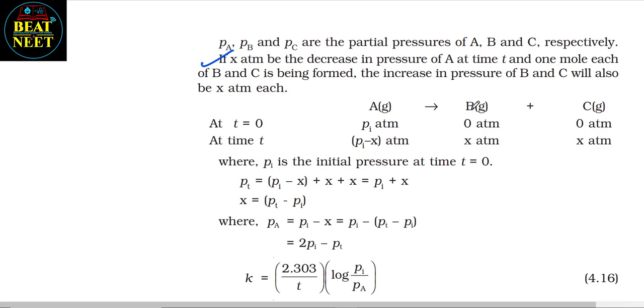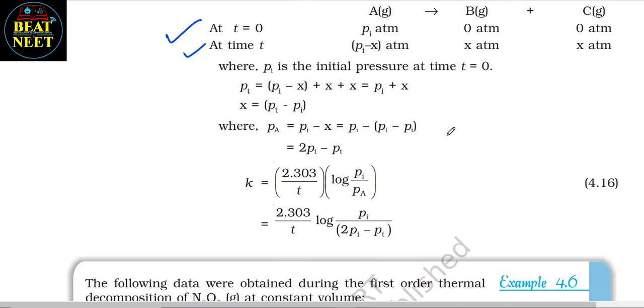If x be the decrease in pressure of A at time t and 1 mole each of B and C is being formed, the increase in pressure of B and C will also be x each. So here you can see at time t is equal to 0 and at time t. And here you can see all the calculation.